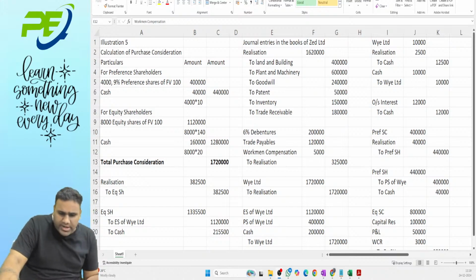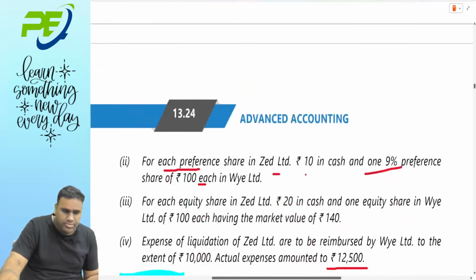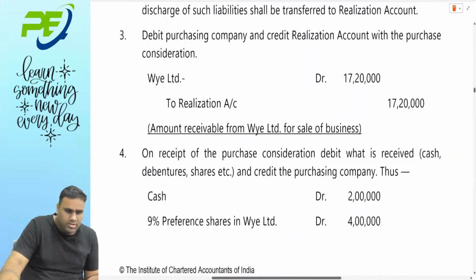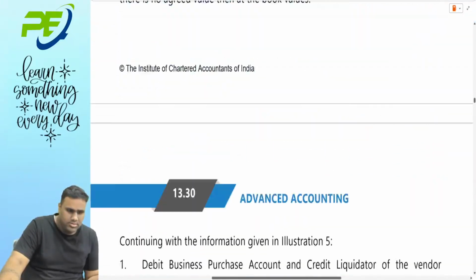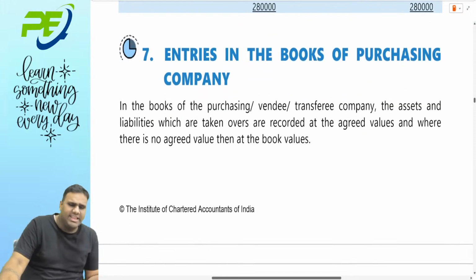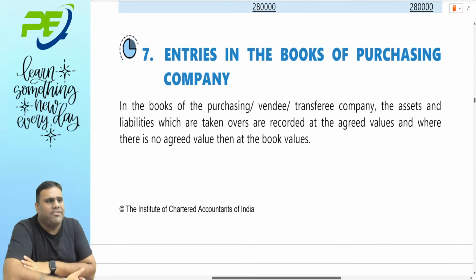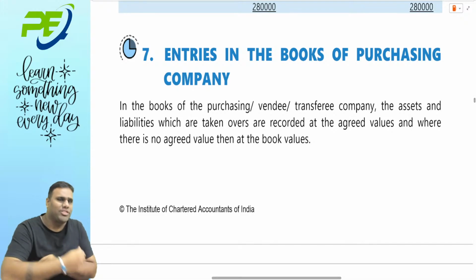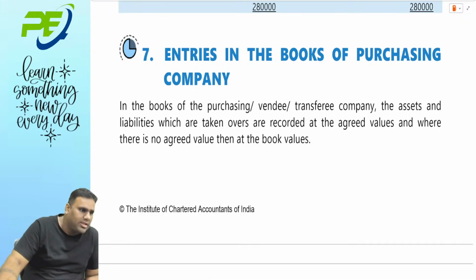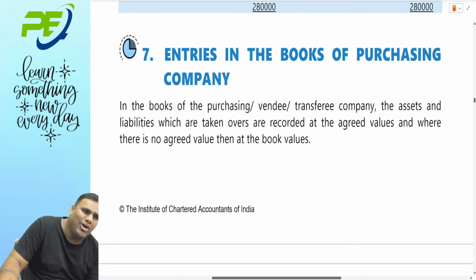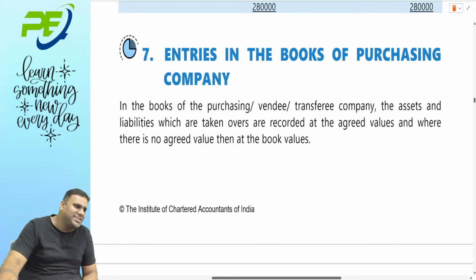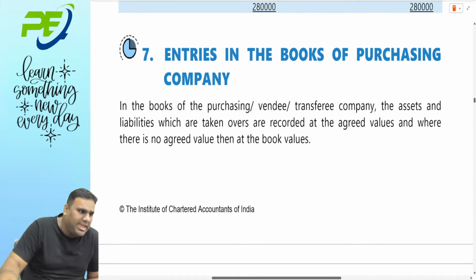Now, let's move forward. Journal entry in the books of purchasing company, everyone. Open your summary notes, point number 7: Journal entry in the books of purchasing company. So concept-wise, we'll be completing the concepts today. Tomorrow, just revision.